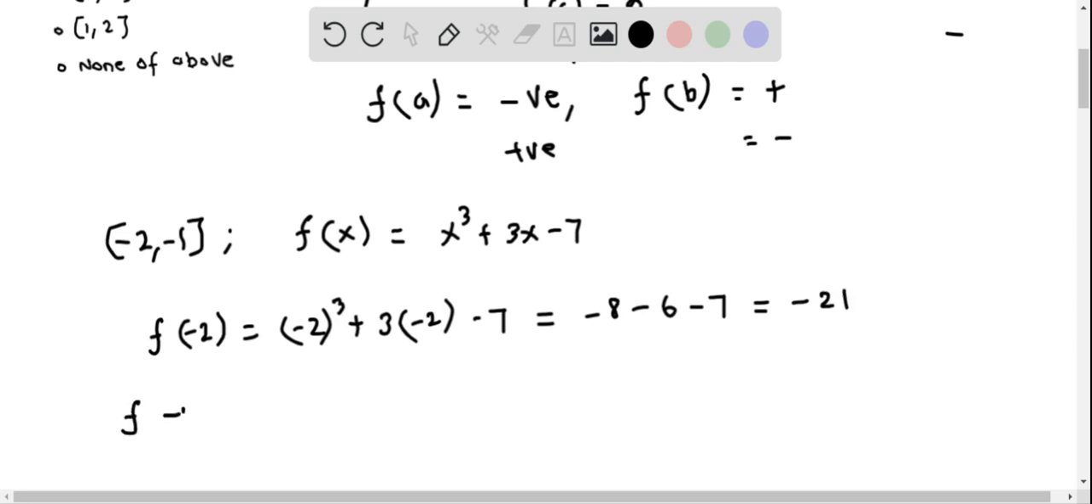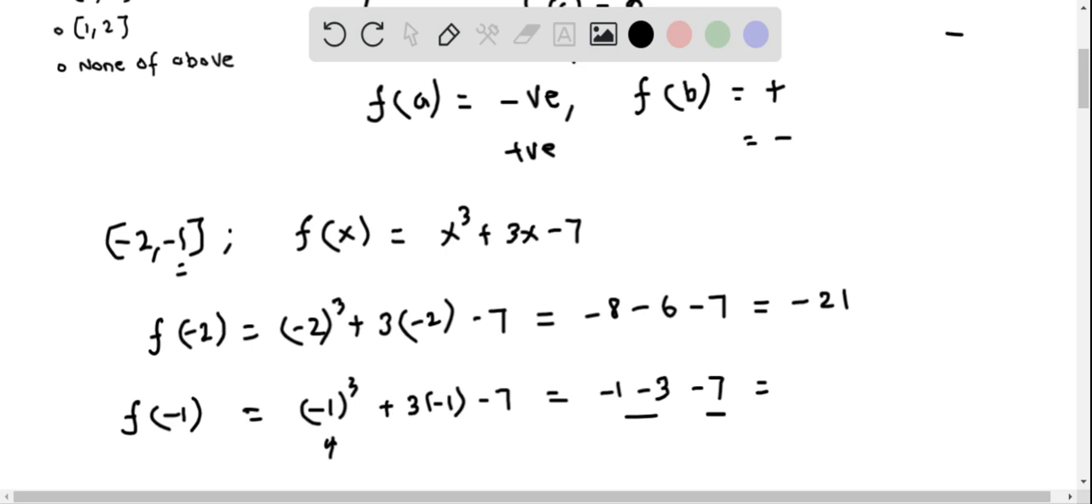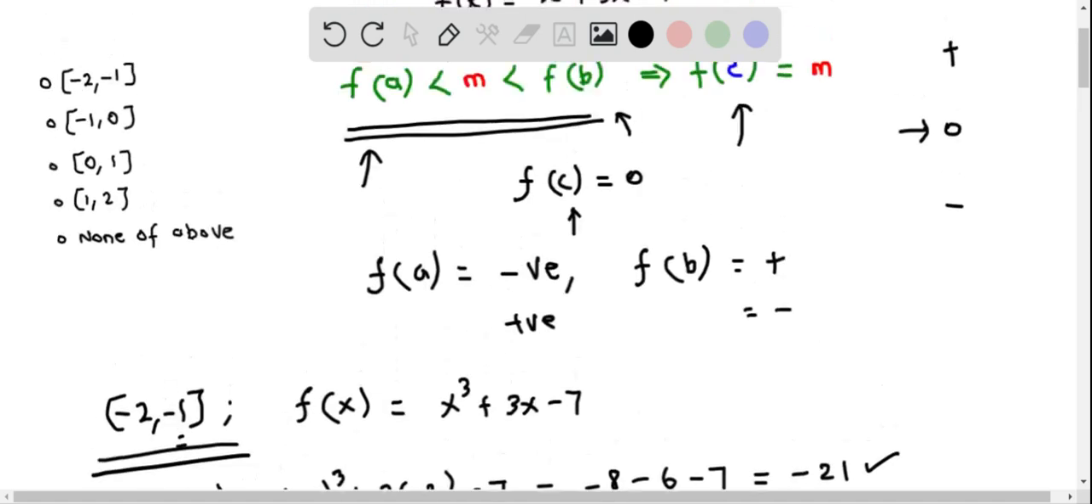Now let's find f of negative 1, the other endpoint of this interval. This becomes negative 1 cube plus 3 times negative 1 minus 7. Negative 1 cube is negative 1, 3 times negative 1 is negative 3, and negative 7. So this is negative 4 and negative 7, which is negative 11. Clearly these two function values are negative, which means 0 does not lie between them. So in this interval the function has no 0, which means we can look at the other intervals.